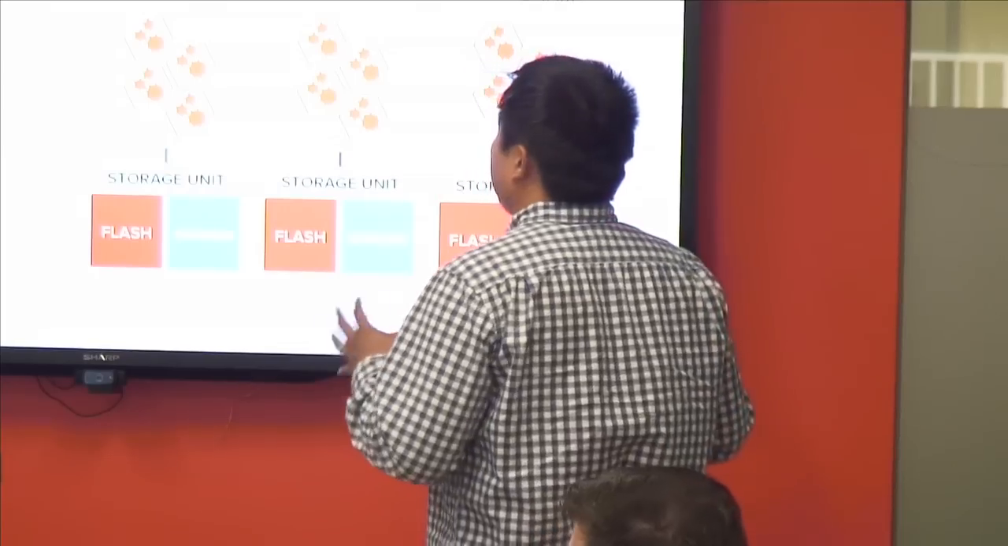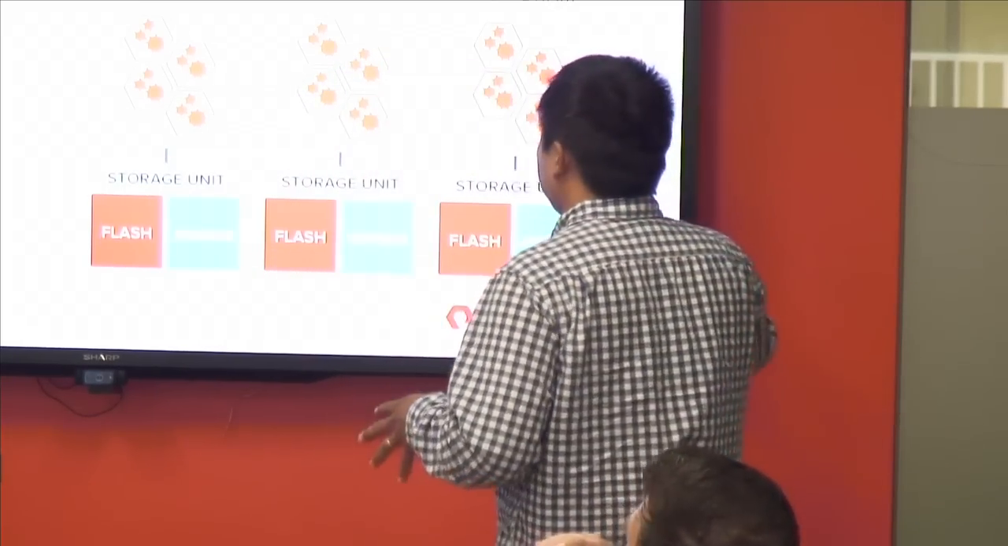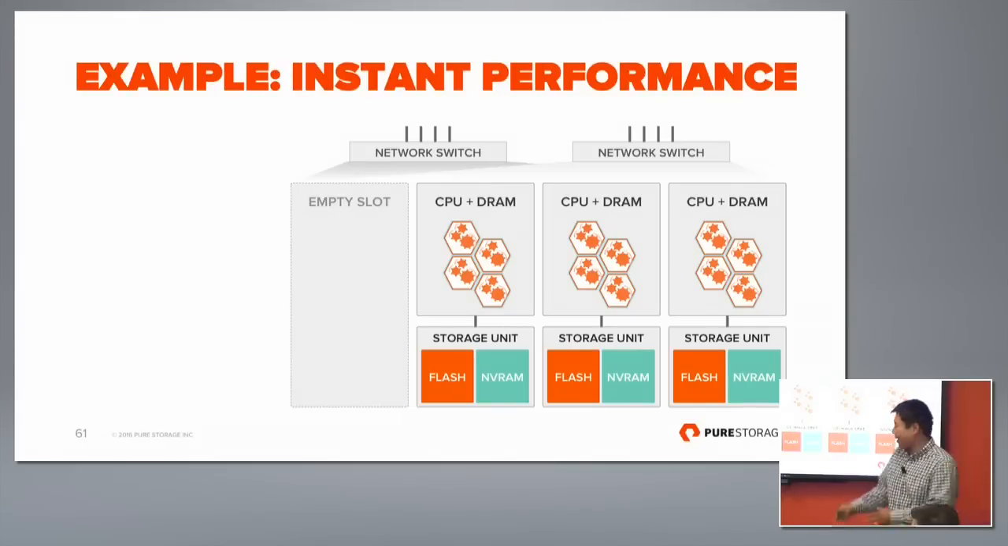So let's walk through an example of, to use this term, instant performance, right? Let's walk through an example of what happens when you add a blade. So we've got a system in equilibrium. Use the diagram, there's more than 3 blades here, so imagine there's more. So we've got a system in equilibrium, we've got an empty slot we'd like to expand into.